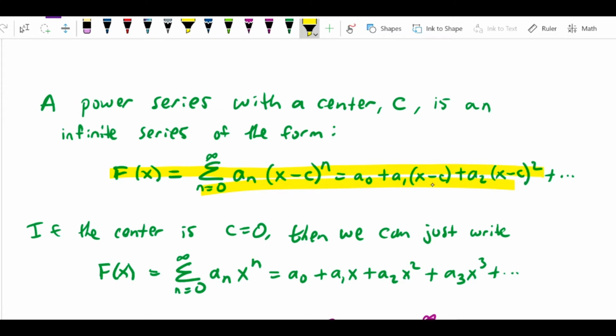So here we have a1 times (x minus c). I could write that as to the 1. I didn't put in the 1 because it's redundant. Here we have a2 times (x minus c) to the 2, and then of course here we have a0. You don't see it, but we have (x minus c) to the 0 because anything to the 0 is 1, so we just customarily don't write it.